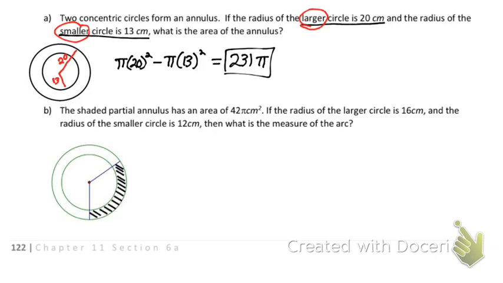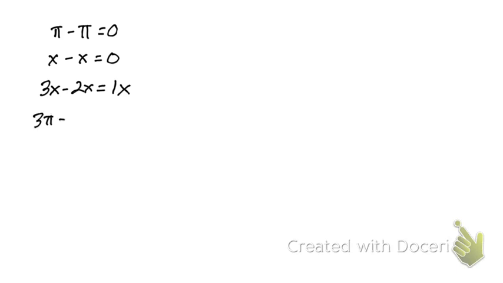Yeah, John. Isn't pi minus pi 0? It would be if it was just pi minus pi, it would be 0. So pi minus pi does equal 0, just like x minus x equals 0. However, keeping this example alive, if I ever did 3x minus 2x, you'd say that equals 1x. Same thing with pi. If I would go 3 pi minus 2 pi, we'd be left with 1 pi or just pi.